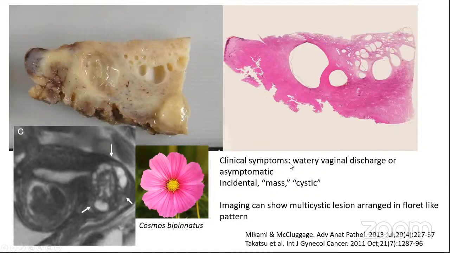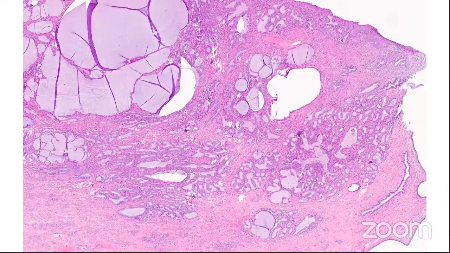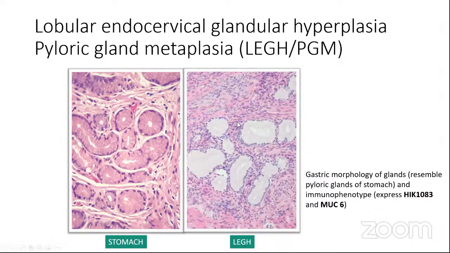And these LEGH lesions can actually have clinical symptoms like discharge. They can present as masses, they can look cystic. So they have this sort of floret-like pattern on imaging. On histology, again, it is a proliferation of endocervical glands that have abundant gastric or gastrointestinal type mucin, as you can see here. And you can see that they can often go very deep into the cervical wall. And you can see why people thought these were worrisome for minimal deviation adenocarcinoma. And again, just comparing LEGH type glands to actual stomach or gastric glands, you can see the morphologic similarity here. And in fact, these cervical gastric type glands do produce gastric type mucin.